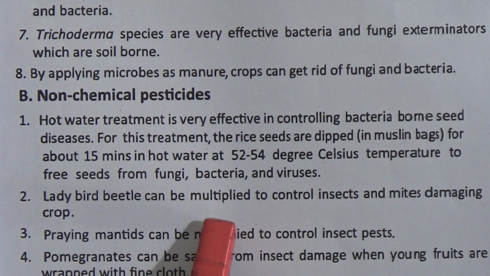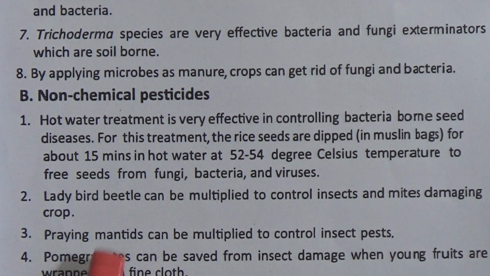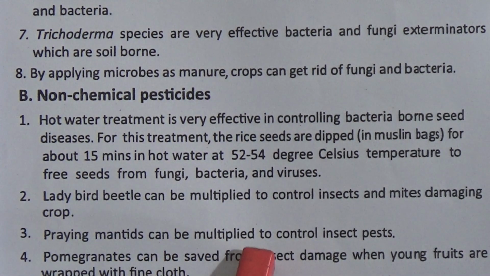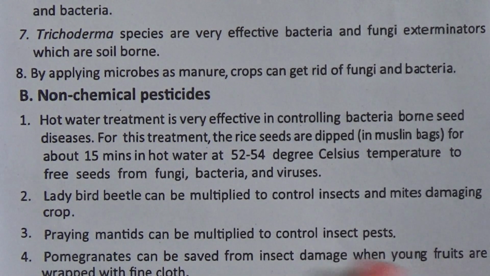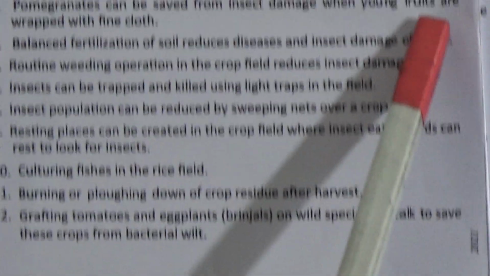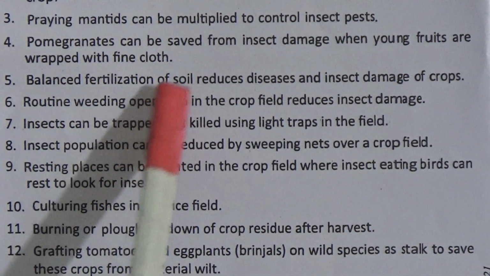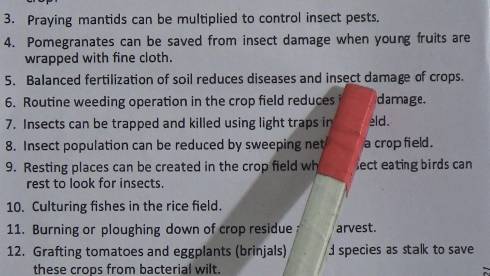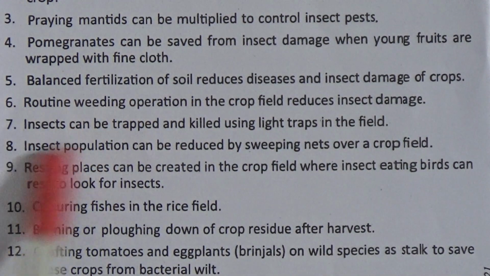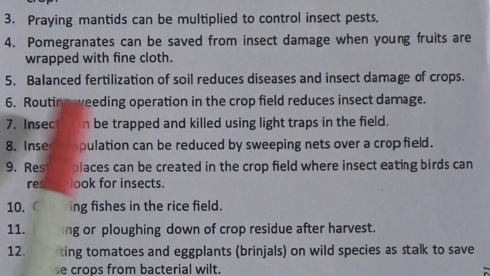Ladybird beetle can be multiplied to control insects and mites damaging crop. Praying mantids can be multiplied to control insect pest. Pomegranates can be saved from insect damage when young fruits are wrapped with fine cloth. Balanced fertilization of soil reduces disease and insect damage of crops. Routine breeding operation in the crop field reduces insect damage.